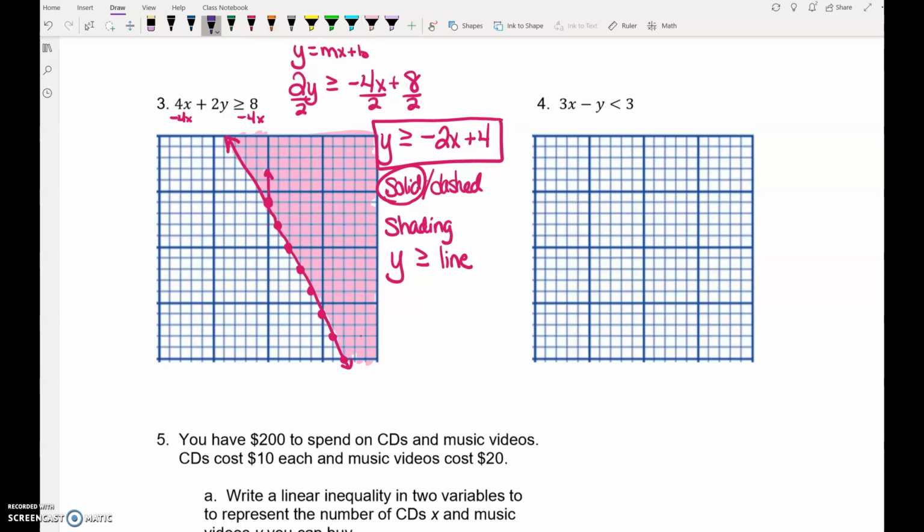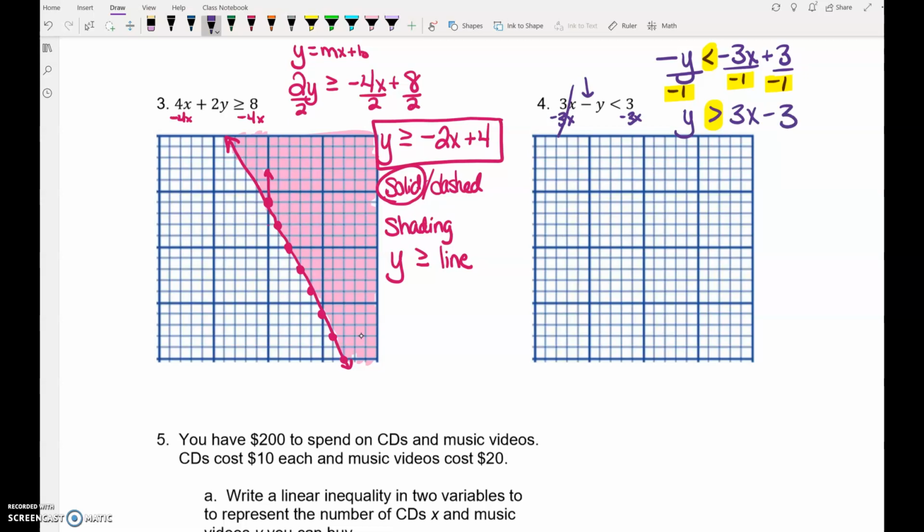Number 4, first thing that we need to do is rearrange the equation. So we'd start by subtracting 3x. When you subtract 3x, what's left on the left side? Negative y is less than negative 3x plus 3. Don't lose that negative. How do we get rid of the negative in front of the y? Divide by negative 1. And when we divide by a negative, your sign has to flip. So y is greater than positive 3x minus 3.